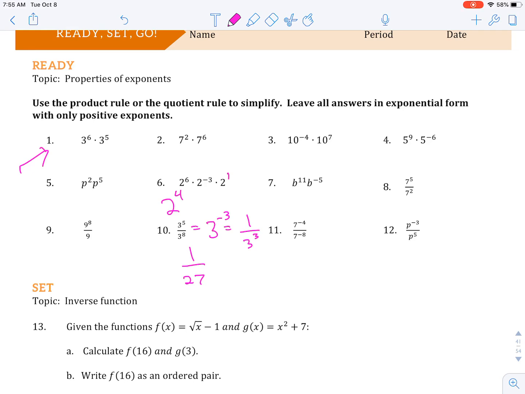For 11, it's a little trickier. We have -4, subtract a -8. So this actually becomes 7 to the 4th. And generally, as a rule, if the number multiplies out greater than, I don't know, like a few hundred, you can just leave it as 7 to the 4th, because that's going to get pretty big.